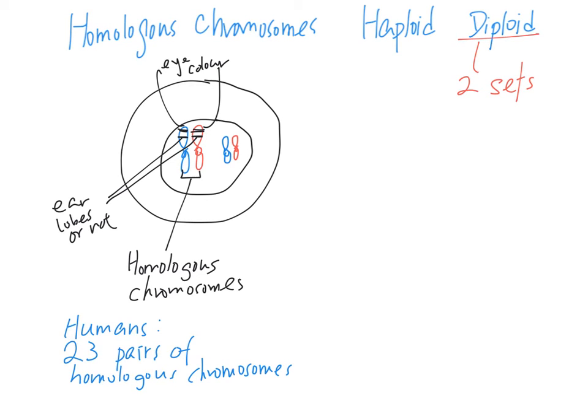Because your father gave you 23 chromosomes and your mother gave you 23 chromosomes, you have two sets of 23 chromosomes. A cell that has two sets of chromosomes is called diploid. Now some cells, they only have one set. For example, the sperm or the ovum, and we describe them as haploid because they only have half the chromosomes of a body cell.